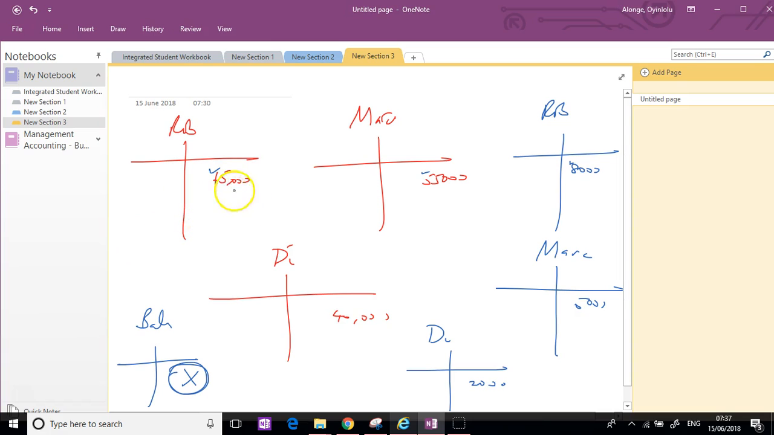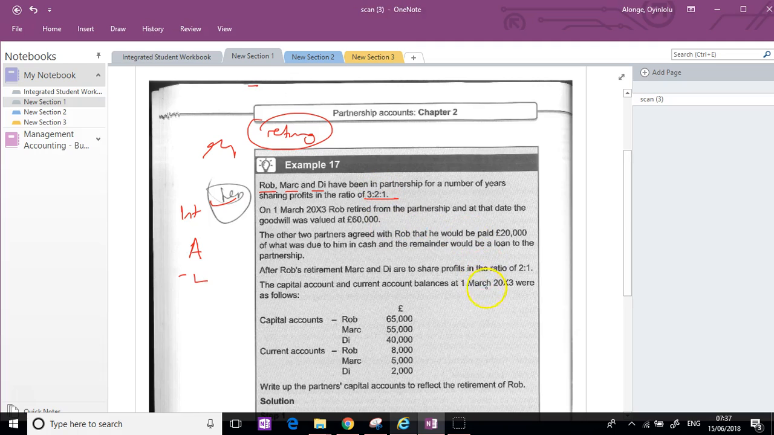So you could do it that way. I probably will do it that way first. Since Rob's leaving, I really should transfer 8,000 out of here into this. So technically Rob should get 73,000, but they tell us there is the asset of goodwill. They tell us that goodwill is currently valued at 60,000. And they share things in the ratio 3 to 2 to 1.